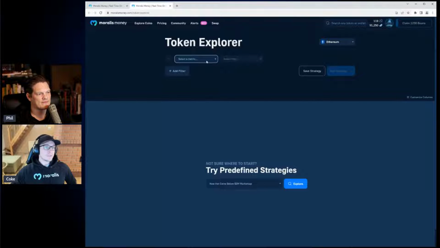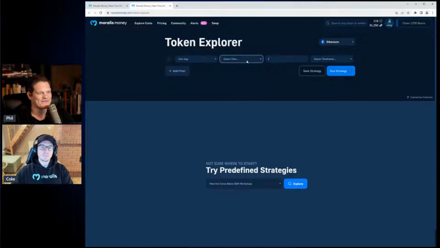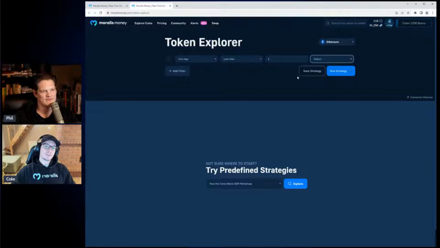The most common filter, the most popular, is the coin age, and let's build here the most basic strategy that we can build. This is going to be a nice strategy that keeps you coming to use Moralis Money every day, and it makes sure that you want to come see what's popping up new. So we use the coin age filter, and we use less than, and let's put in 2 days, for example.